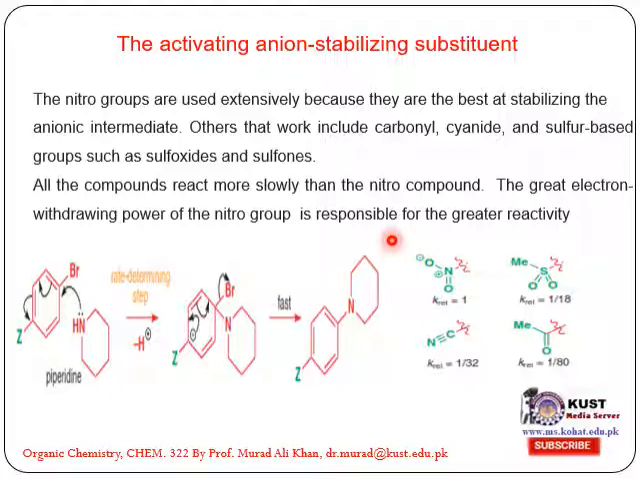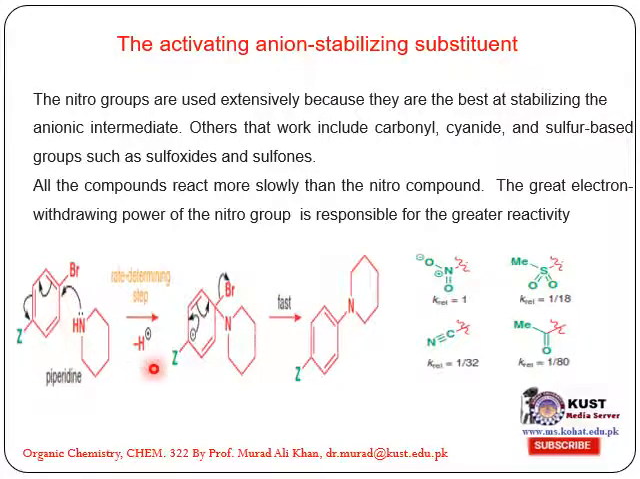The activating anion stabilizing substituent. The nitro groups are used extensively because they are the best at stabilizing the anion intermediate. Others that work include carbonyl, cyanide, and sulfur-based groups such as sulfoxide and sulfones. The nitro group is considered the best for stabilizing the anionic intermediate. All the other compounds react more slowly than the nitro compound. The great electron withdrawing power of the nitro group is responsible for the greater reactivity.